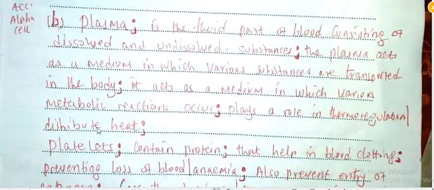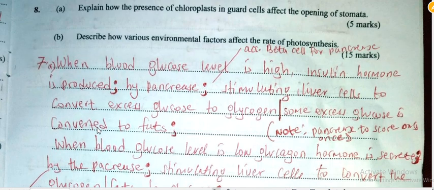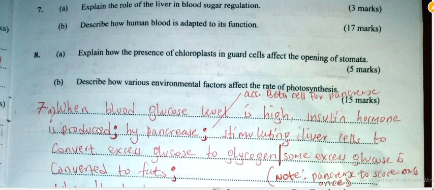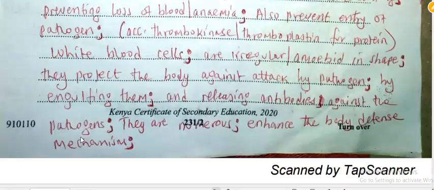And the last question, which is KCSE question 8, part A, explain how presence of chloroplasts in guard cells affects the opening of stomata. Let's look at it.